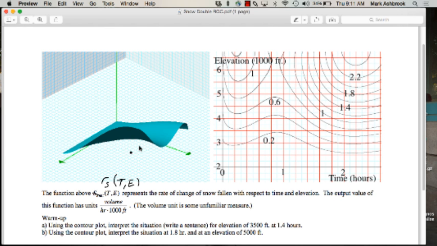So what I'm showing you here is the rate of change of volume of snow with respect to both independent variables, with respect to hours that have gone by and 1,000 feet of elevation. So here's a contour plot of that rate of change function. And we said that we can find amounts of snow fallen. That's the idea of accumulation from rate, right?